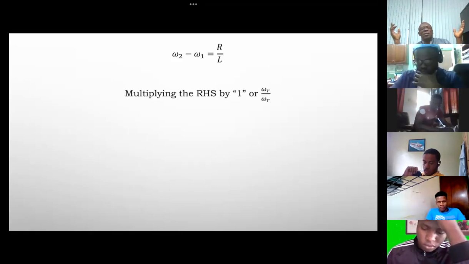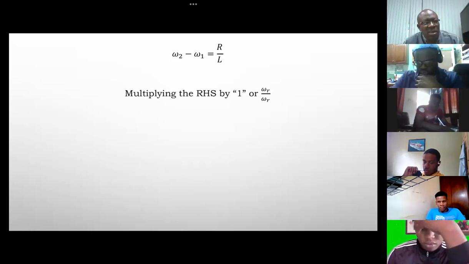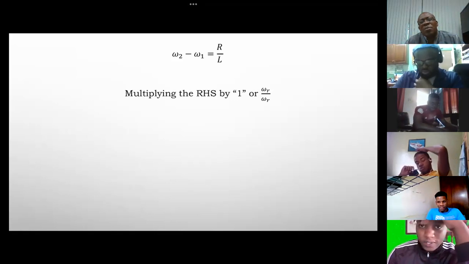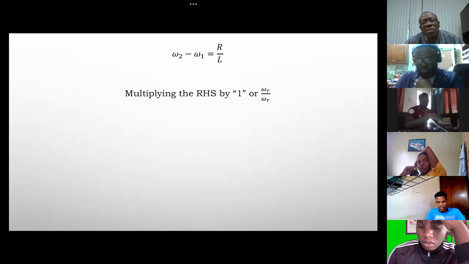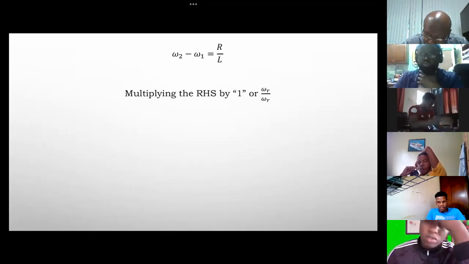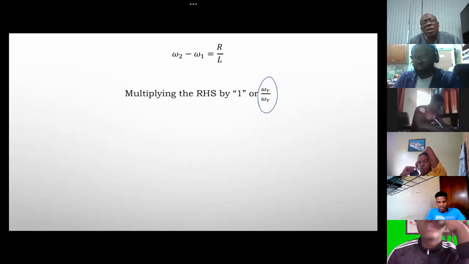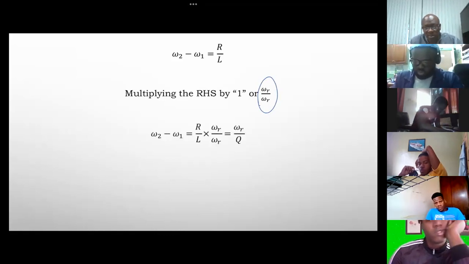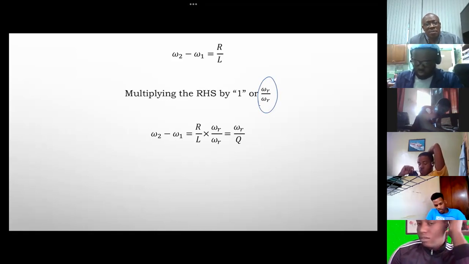Now, I'm sure you have seen this technique in math where, just to get to a certain point, 1 is a beautiful number, but we can write 1 anywhere we choose. Because 1 doesn't change anything. If I multiply by 1, I change nothing. So I'm going to use that and write 1 as omega r over omega r. And I'm going to multiply the right-hand side by 1. So let's do that. So I get omega 2 minus 1 to be equal to r over L times 1, which is omega r.